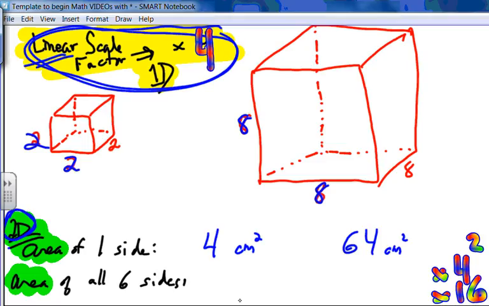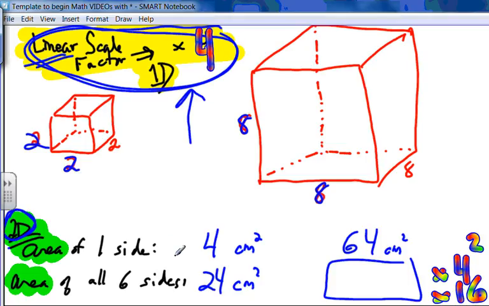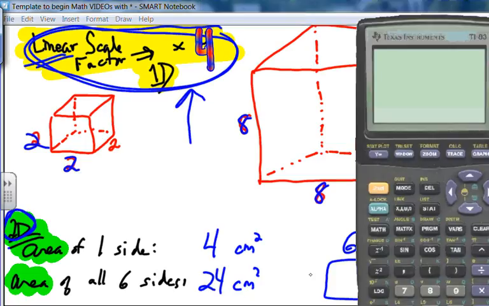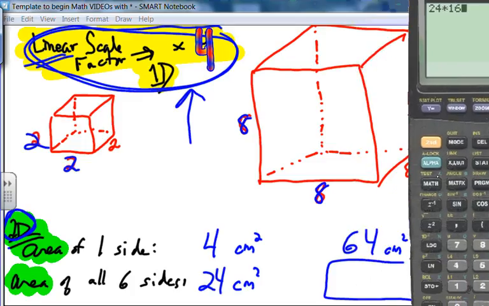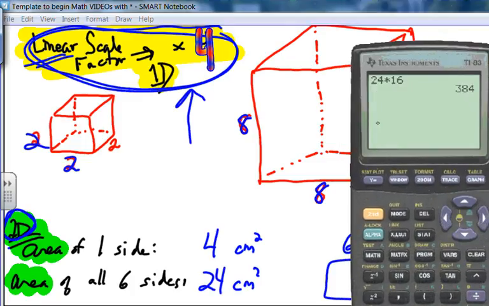Let's check it for all 6 sides. For all 6 sides, if one side's area is 4, then 6 of those sides will be 4 times 6. The surface area of the small cube will be 24 square centimeters. If the linear scale factor was 4, and we're in 2 dimensions, then we'll have to multiply this by 4 squared to get this answer. 24 times 4 squared is 384.